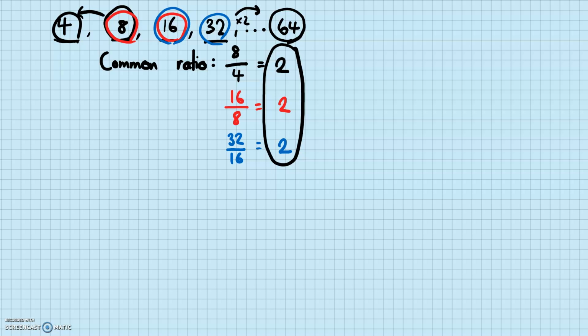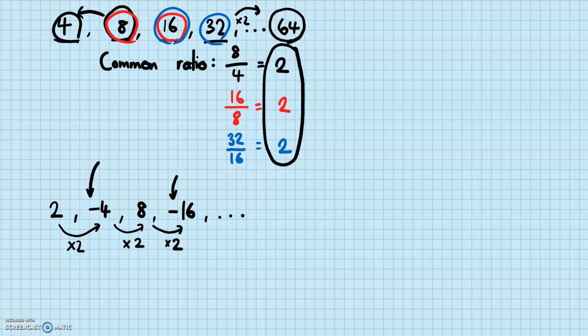Now, sometimes the common ratio is not as easy to see. So let's consider this example here. 2, -4, 8, -16, etc. And if you just look at the numbers, you can say, okay, we've multiplied by 2 each time. But you can see that there are negative signs in some of these terms. Okay, so what is actually happening is you're not multiplying by 2, you're actually multiplying by -2 each time.